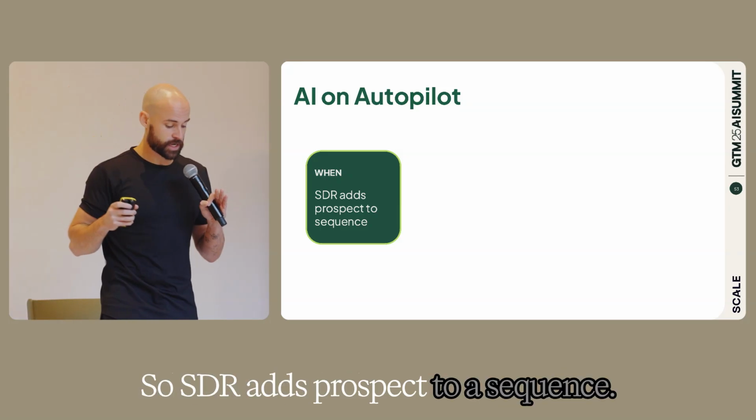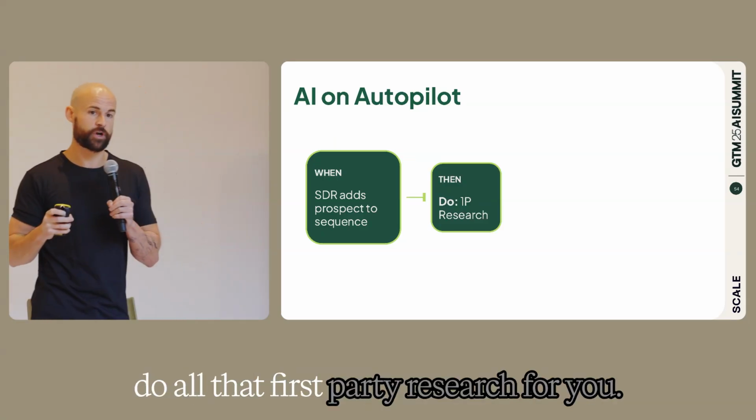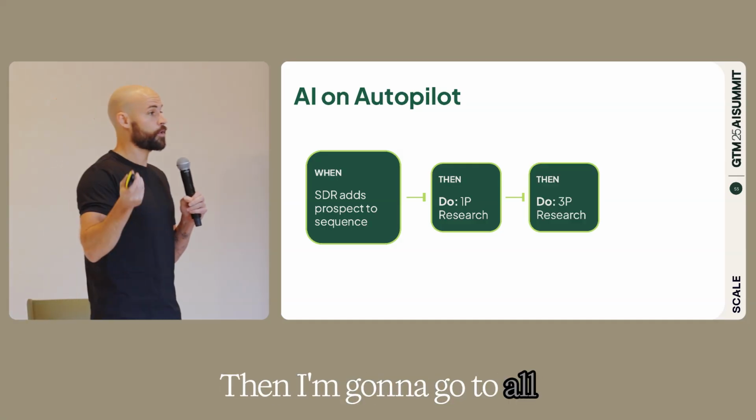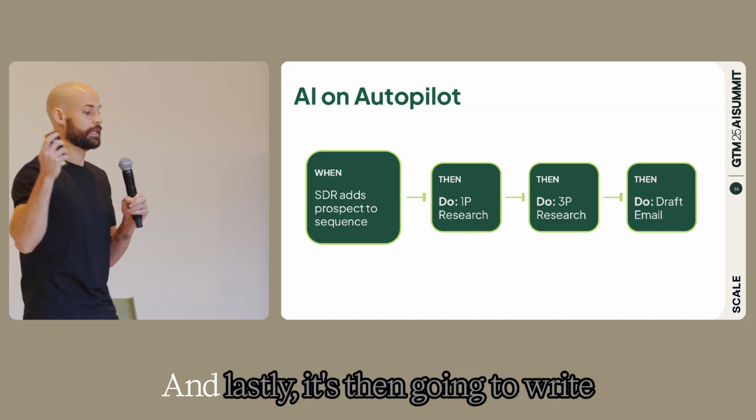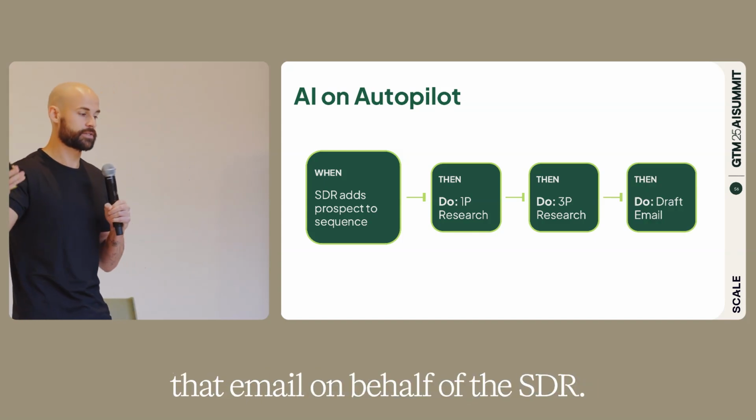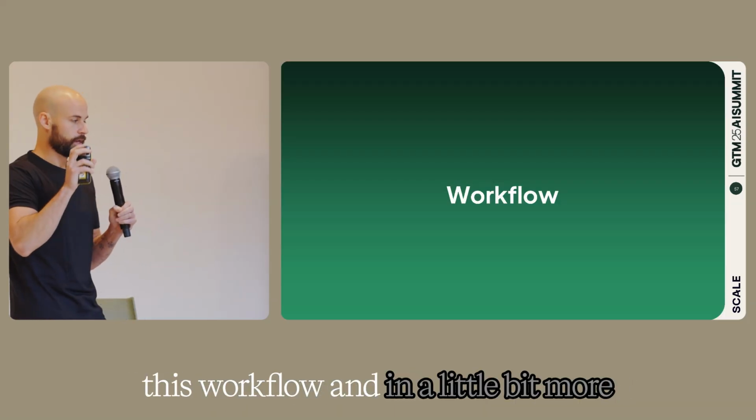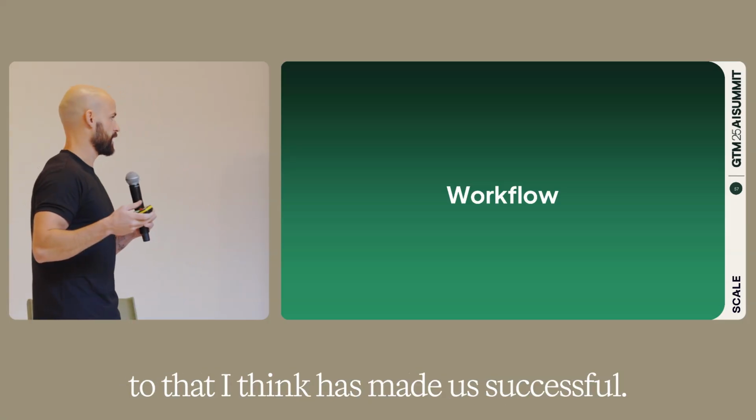So the SDR adds a prospect to a sequence. Then Workato says, great, I'm going to go do all of that first party research for you. I'm going to pull all of that data from the account. Then I'm going to go to all those third-party tools and find out what information we need to know externally. And lastly, it's going to write that email on behalf of the SDR. I'm going to talk a little bit more about this workflow in more detail, because there's a little more nuance that I think has made us successful.